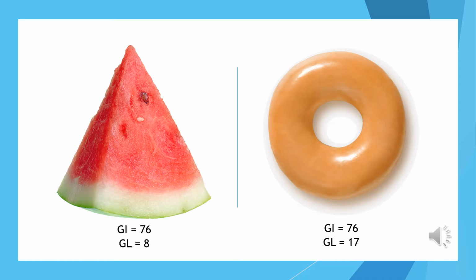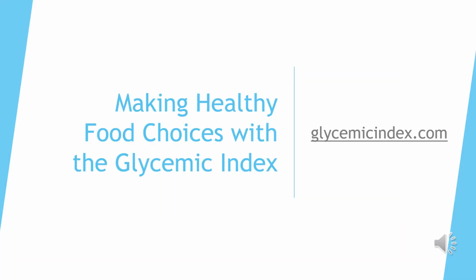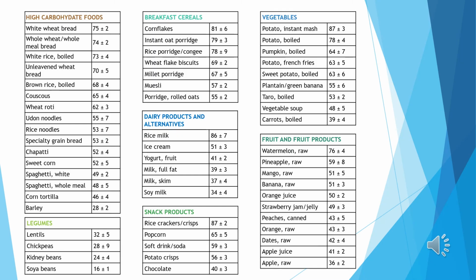When we take glycemic load into consideration, we now see the values differ, and watermelon is much lower. If you're interested in learning more about glycemic index and glycemic load values, just head to glycemicindex.com for more information. The next few slides give you an overview of different foods and what their glycemic index number is.